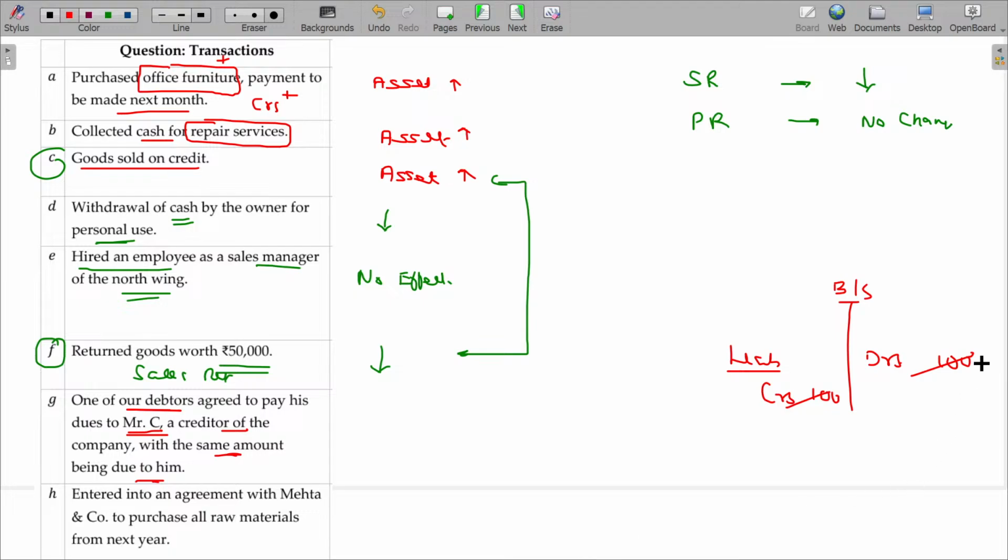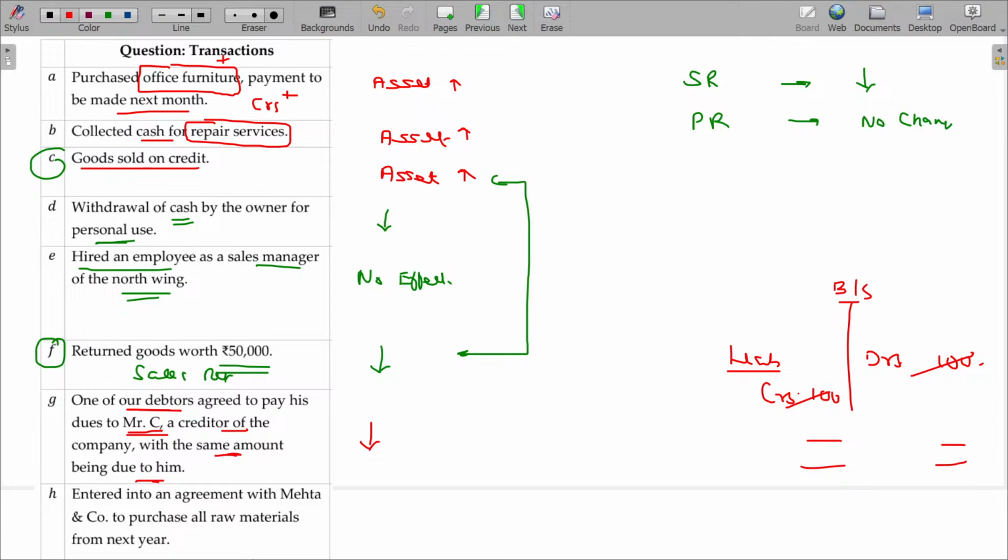If 100 rupees decreases in the asset side and the liability side also has a decrease, then what happens? The value will be decreasing. Asset side also decreases, liability side also decreases. Is that clear? In the asset side, debtors is decreasing. In the liability side, creditors is decreasing. In total, the balance sheet total decreases on both sides.